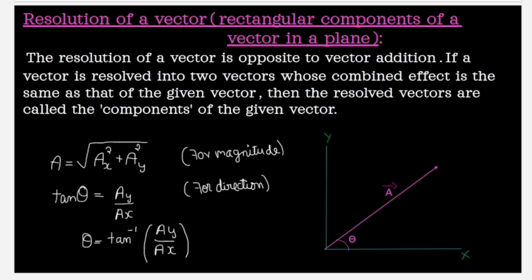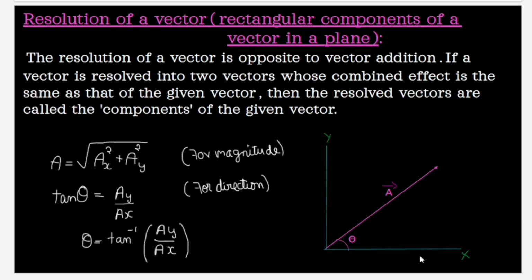The next topic is resolution of a vector. The resolution of a vector is opposite to vector addition. If a vector is resolved into two vectors whose combined effect is the same as that of the given vector, then the resolved vectors are called the components of the given vector.